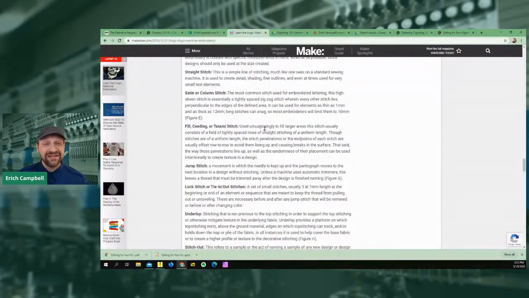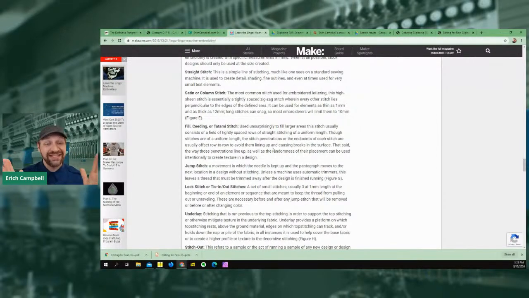The other one, fill stitch or tatami stitch. Now, you can sometimes see people call tatami a specific kind of filling stitch, but sometimes people will call tatami the entirety of what a fill stitch is. These are essentially stitches used to fill a big area. We know this. The thing that's interesting about them, however, is that they are stepwise.